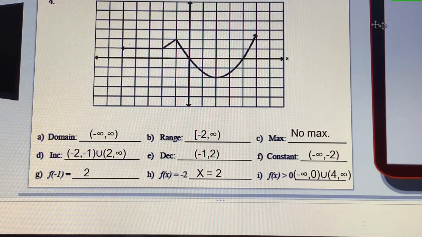Okay, in this video, I'm going to go over number 4 on slide 12. The first thing that it's asking you for is the domain. Okay, the domain is all of the x values. So you're looking for the point that is farthest to the left and the point that is farthest to the right. Here you have an arrow that points towards the left and an arrow that points towards the right. So your domain is from negative infinity to positive infinity.